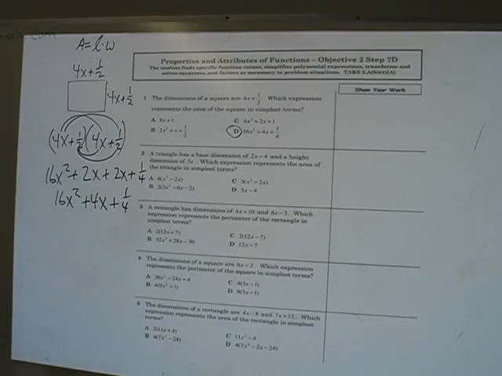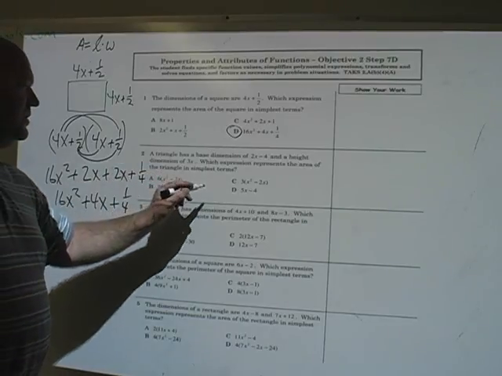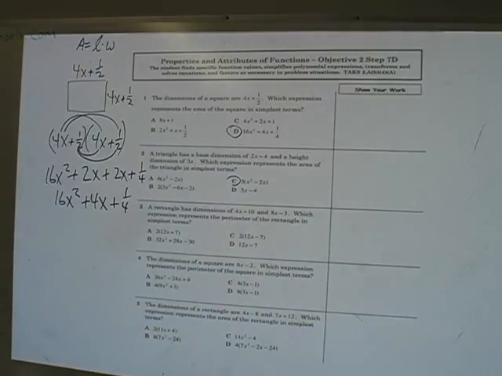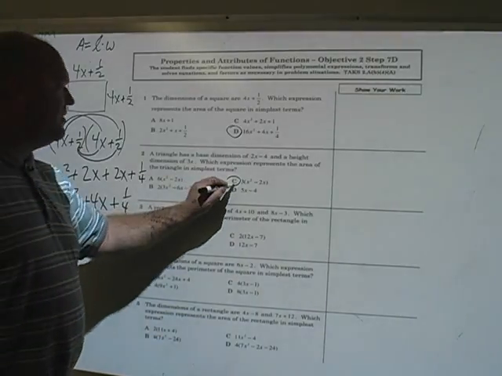Number 2 should be able to do. If you want to work it out, go ahead and pause the tape. Number 2, the answer is, wait a minute. Yeah, answer is C.